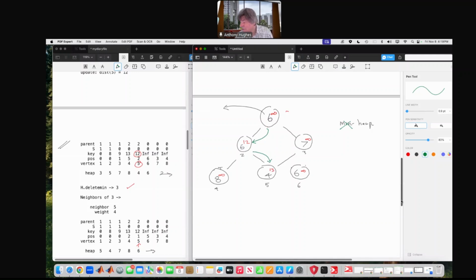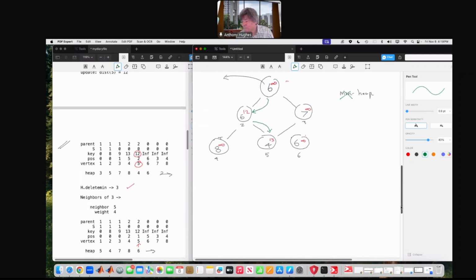So what that means is that we're going to get a new looking heap that looks like this. 5 will now move to the top. 4 will move to the second position. 8 stays where it is. 6 is gone. Remember, 6 got crossed out, moved up, so it's it. And then we got 7. And we have this picture.